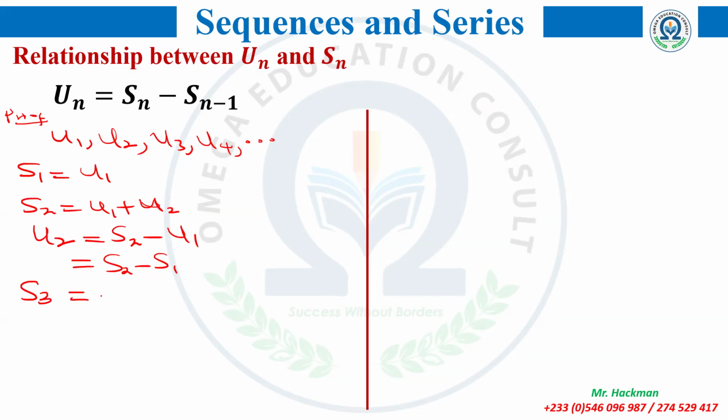Now let's move on to S sub 3. S sub 3 will be equal to U sub 1 plus U sub 2 plus U sub 3, the sum of the first three terms. But we also know that U sub 1 plus U sub 2 is the same as S sub 2. Do you agree? Then plus U sub 3. So I can confidently write that U sub 3 will be equal to S sub 3 minus S sub 2. Do you agree?